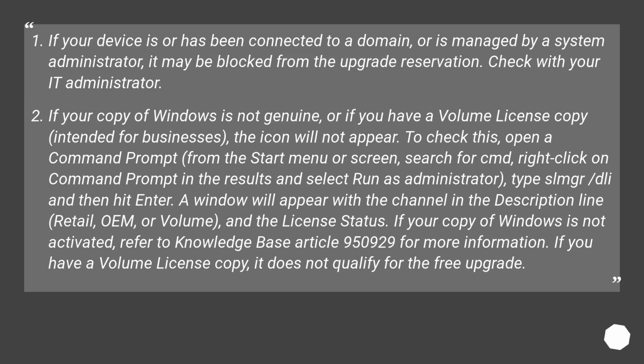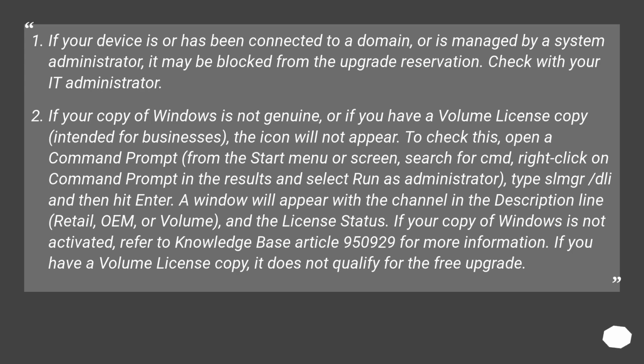Microsoft published 2 Knowledge Base articles. The Get Windows 10 app doesn't appear in Windows 7 or 8.1. This URL. Here are 2 possible causes why the icon is missing. If your device is or has been connected to a domain, or is managed by a system administrator, it may be blocked from the upgrade reservation. Check with your administrator. If your copy of Windows is not genuine, or if you have a volume license copy, intended for businesses, the icon will not appear.